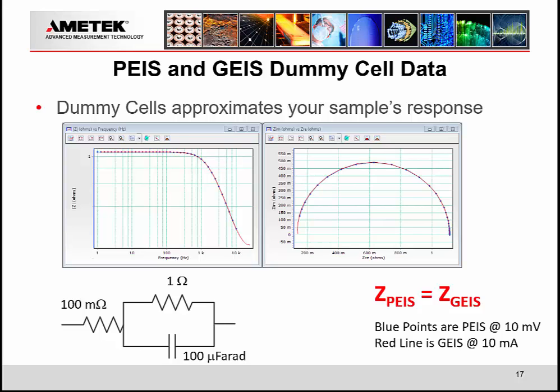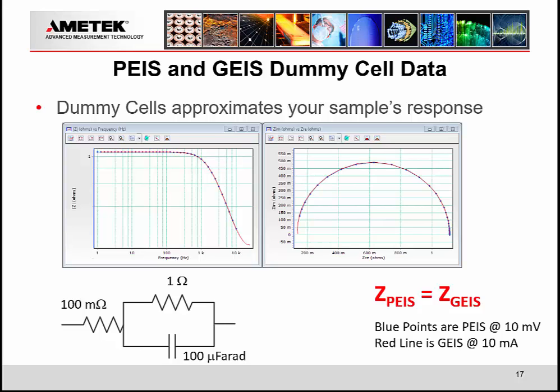Let's build a dummy cell with a 0.1 ohm, or 100 milliohm, resistor in series, and a 1 ohm resistor and 100 microfarad capacitor in parallel. And again, that fundamental EIS presentation can walk you through construction of this Randles cell and speak to you about each and every piece. But here, what I did is run this experiment on that dummy cell, both in potentiostatic control mode and galvanostatic control mode.